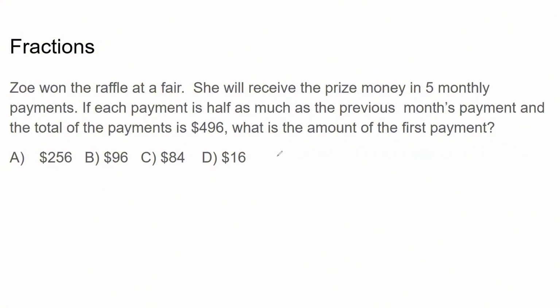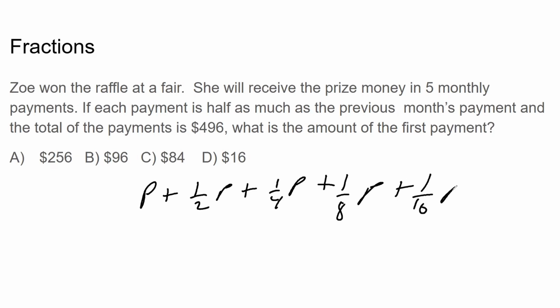And when I do that, I can do P for payment. All right, then the next payment says 5 monthly payments. Each payment is half as much as the previous. So I'm going to do half of P. Then the next payment is going to be half of that, which is 1/4 P. And then one half of that is 1/8 P. And then 1/16 P, half of that.